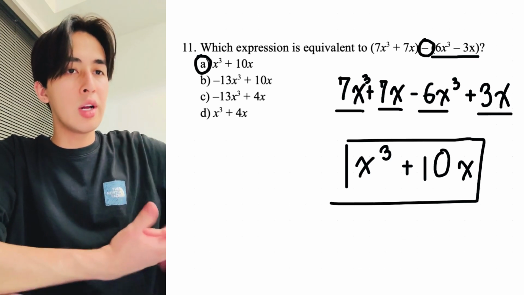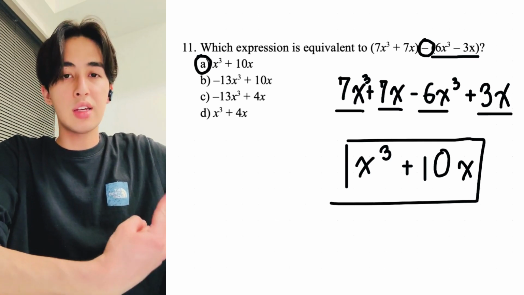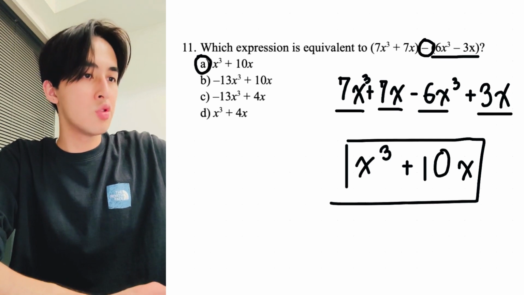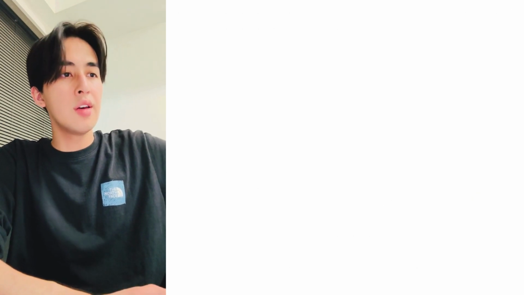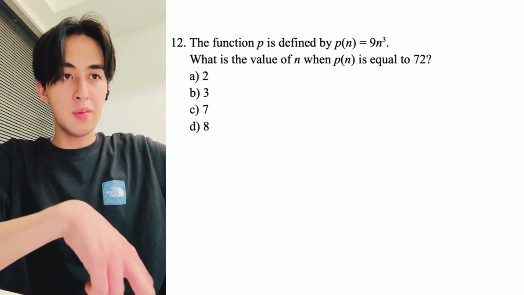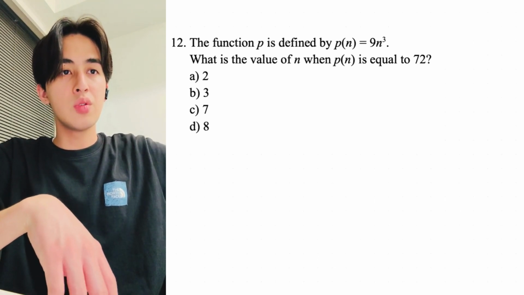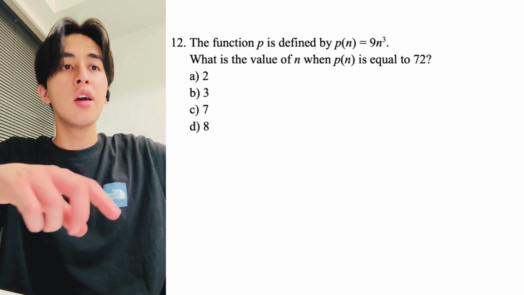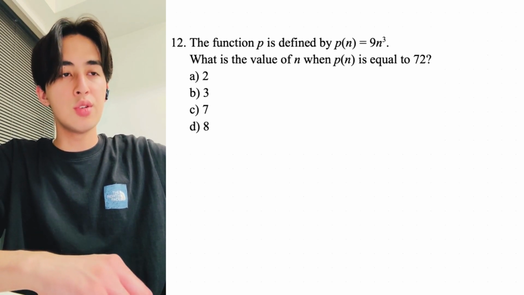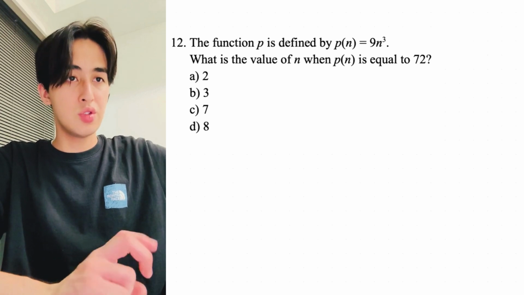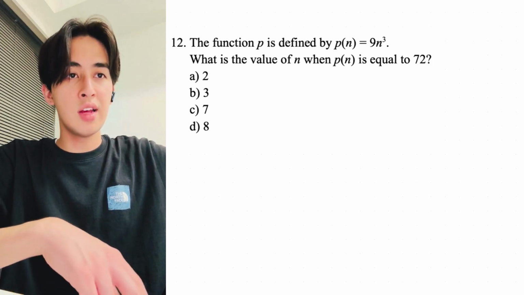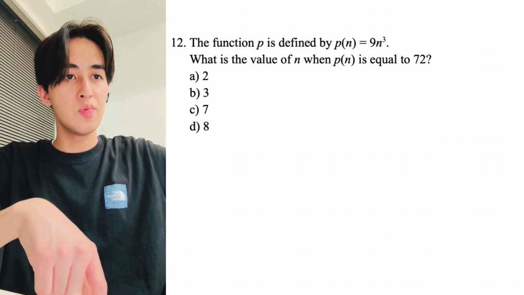So let's go quickly to the second question of the video, which is question number 12. Okay, so question number 12. The function p is defined by p of n equals 9n cubed. What is the value of n when p of n is equal to 72? Okay, so they provide us with two terms, right? 9n cubed and 72.